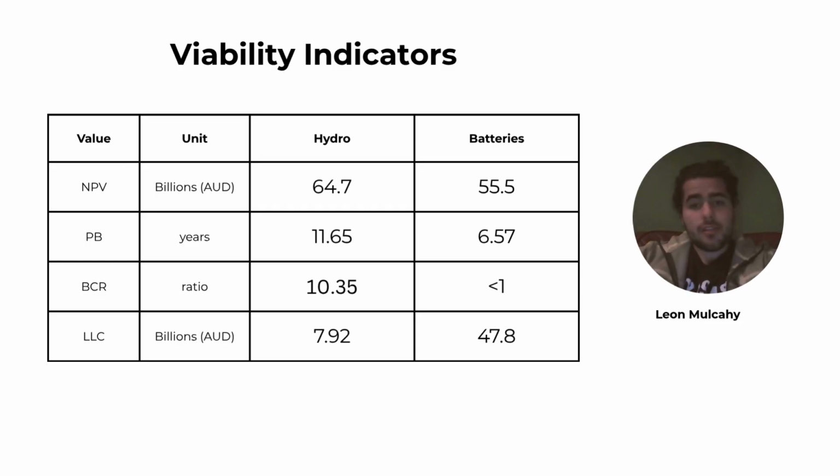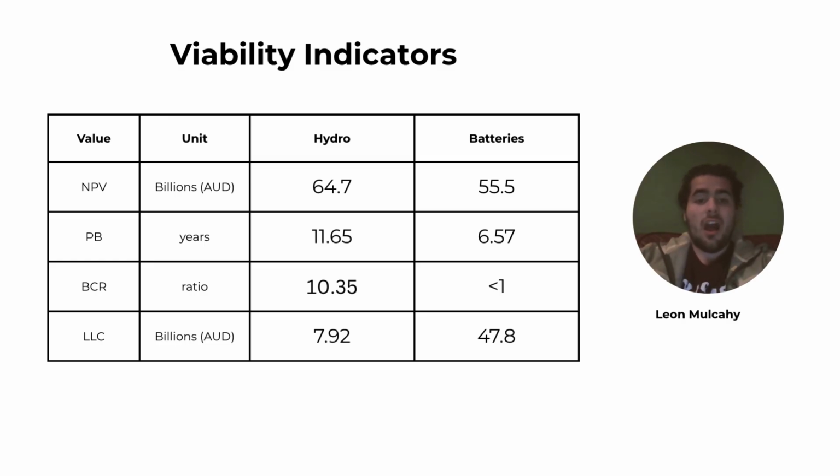In almost every single metric, the hydro scheme turns out to be a lot better than the battery-based scheme. The battery-based scheme might hypothetically have a shorter payback period. However, in every single other metric that is measured, here shown is NPV, BCR, and LLC, hydro performs better. It's got a smaller cost over its lifespan with the LLC.